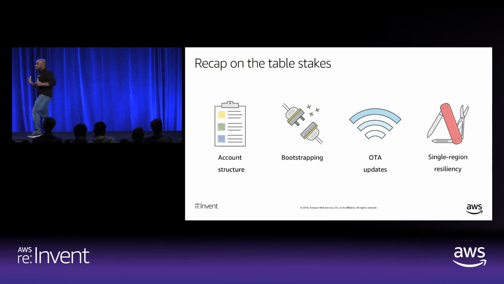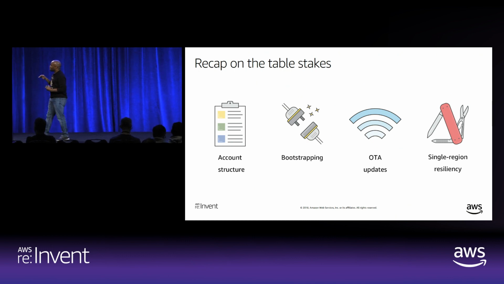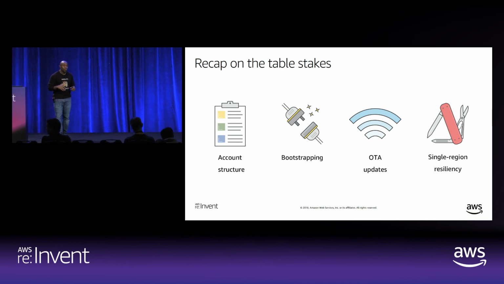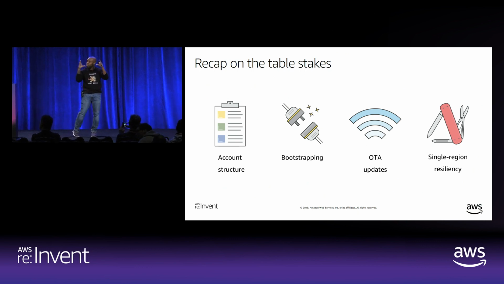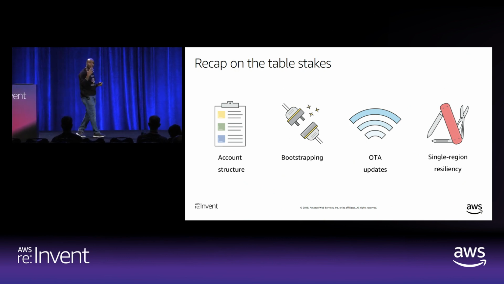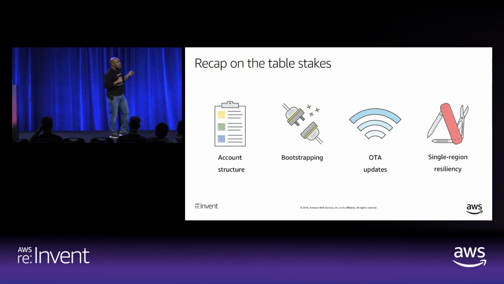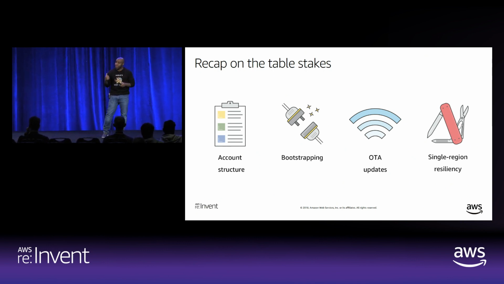So just to recap these table stakes, these are the things you have to do before you go multi-region. Figure out your account structure. Again, one account per deployment, grouping those deployments for what you're going to deploy to: your primary, your secondary, your active-active, both your primaries. You have to be able to bootstrap your devices. This is over HTTP, but being able to make that call just allows you to get additional metadata back. OTA updates, and also single region resiliency.